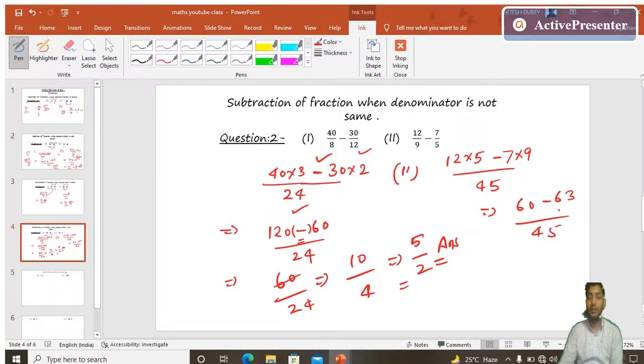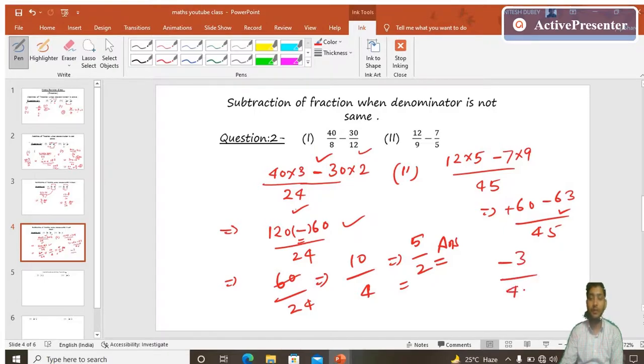Now here you can see that when we are subtracting, the value of the negative sign is more than the value of the positive sign. We haven't put any sign before 60, which means it is positive. Since the negative is more than the positive, we will leave the negative sign and subtract simply as we have subtracted. So 60 minus 63 is going to be 3.